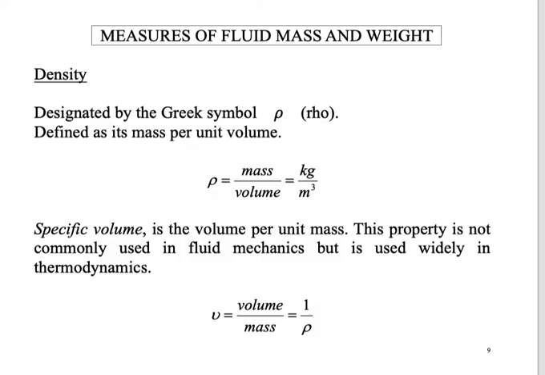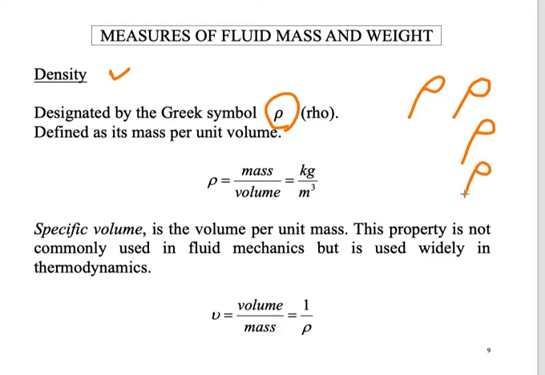So now I would like to share with you 4 important parameters that you need to really understand before we could go further in fluid mechanics. Number 1 is density. Density is designated by the Greek symbol rho. You could write the rho here like this. It looks like a P, but it's inclined to your left.